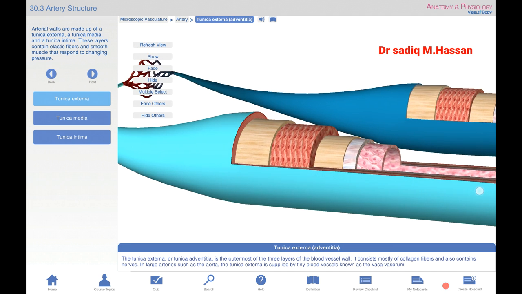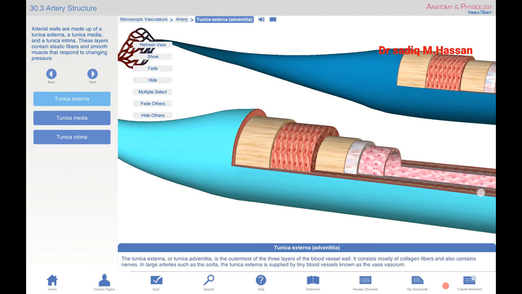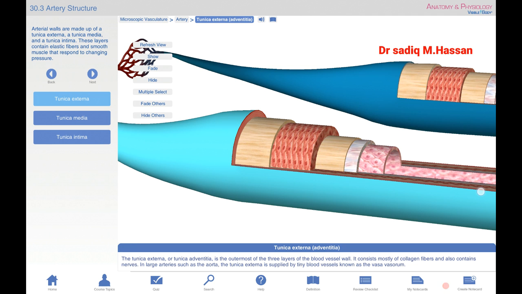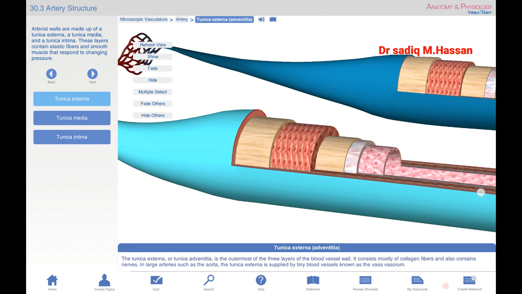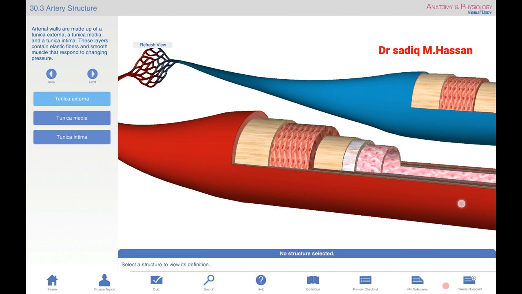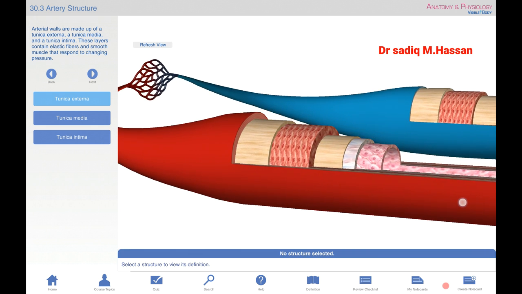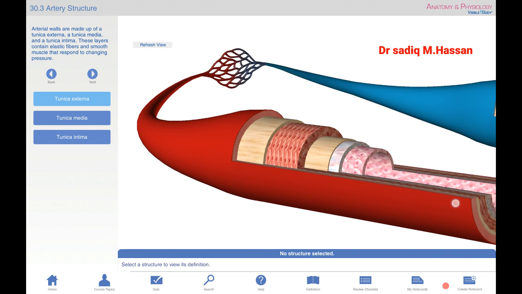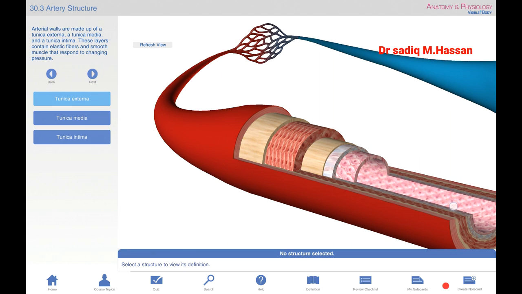A blood vessel which is very large and tough, like the aorta, needs its own blood supply that supplies the aorta itself.